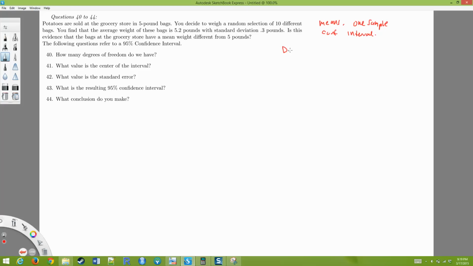All right, so let's list off the data that we have. What is our sample size? 10 bags of potatoes. What is our sample mean? 5.2 pounds. And our standard deviation? 0.3. Number 40, how many degrees of freedom do we have? 9. 41, what is the center of our interval? x bar, 5.2.